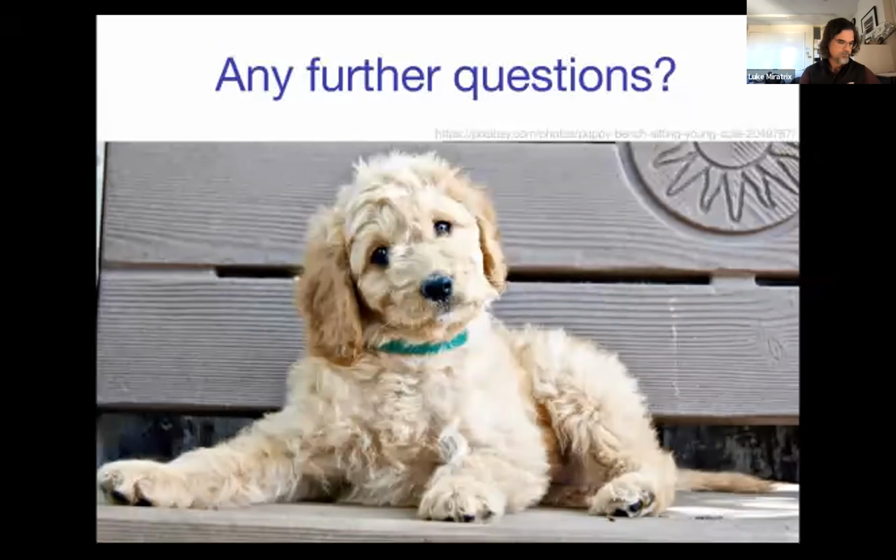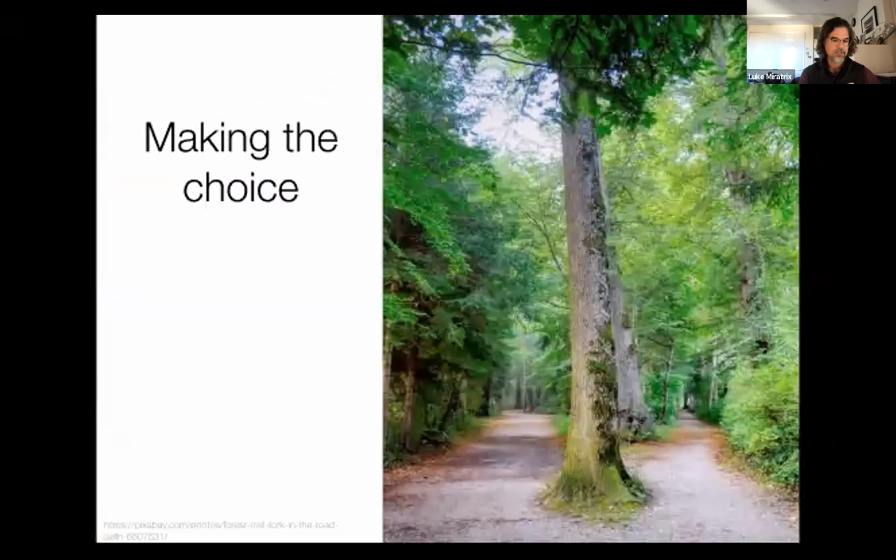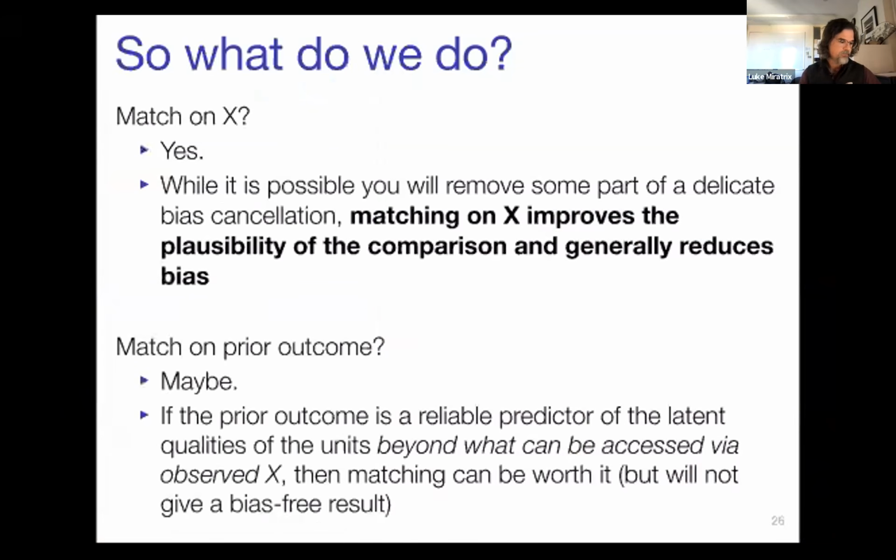Great, that sounds lovely. All right, so now making the choice. Do you match or do you not match? Matching on X, we basically say, yeah, match on X. While it's possible you're going to mess something up, matching on X improves the plausibility of the comparison and generally reduces bias. I think it's an easier sell to say, my units look like these units based on our covariates. So if you're just trying to sell your analysis, matching on X is a good idea. And mathematically, it seems to be usually a good idea unless you're removing some biases that are canceling out with other biases. But in that situation, it feels like you're at least making progress.